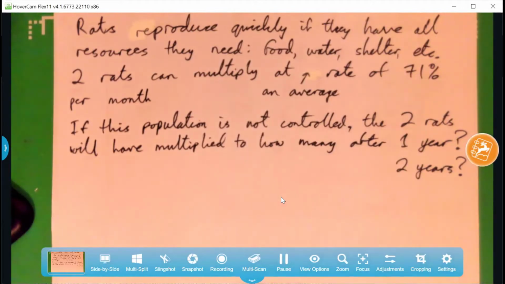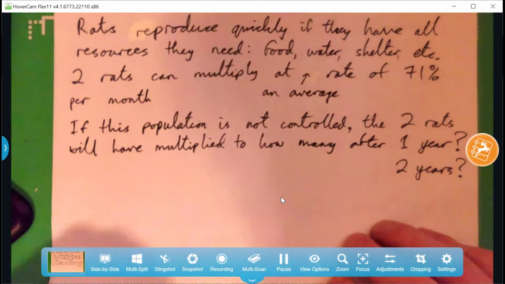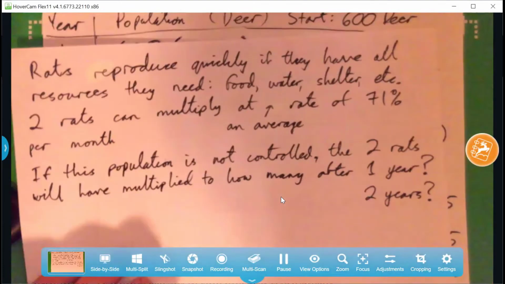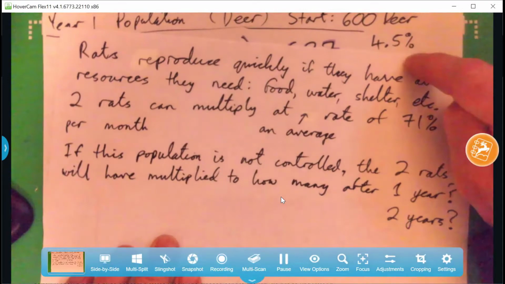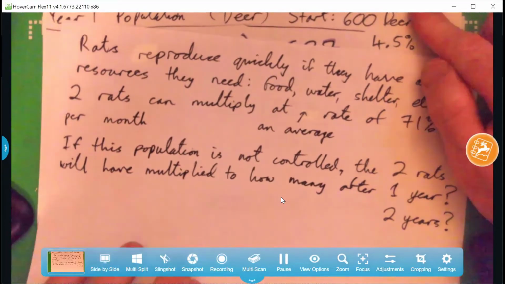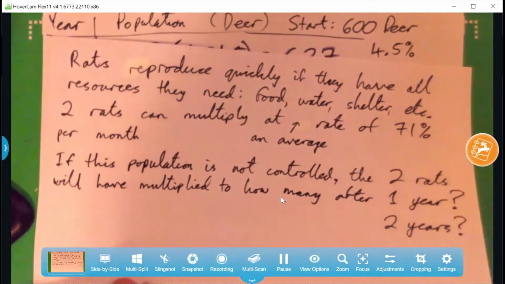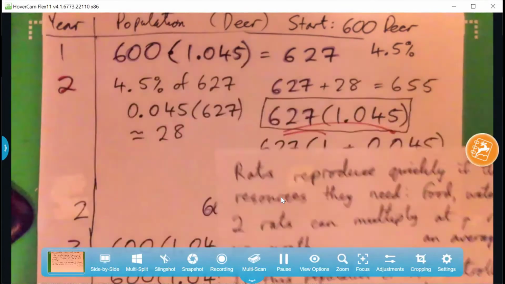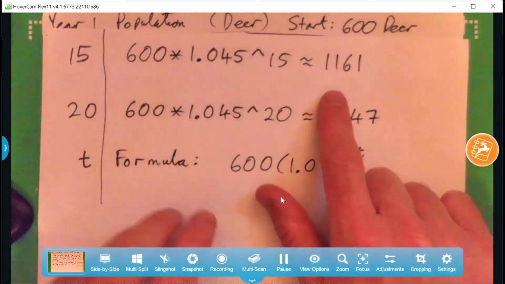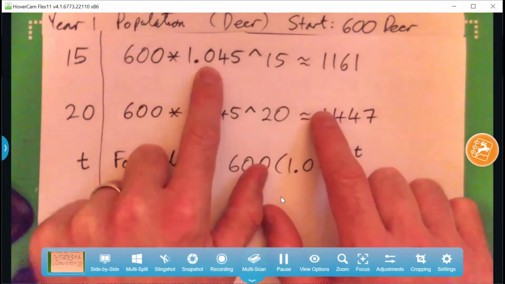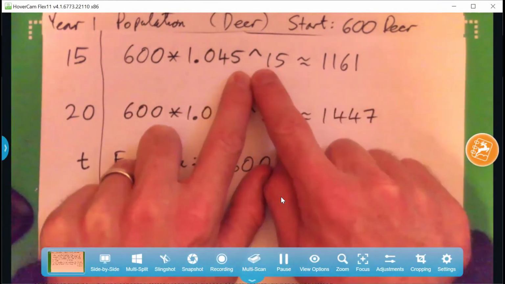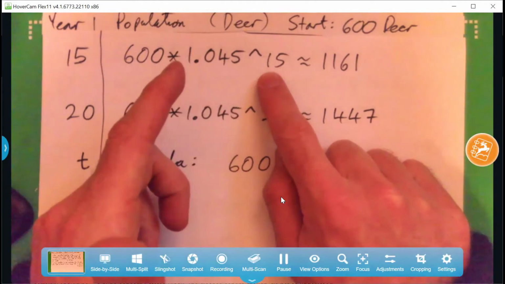My hint for you guys is that, remember when we did the deer? We needed just to know the starting point and the rate, and then we could get anything, couldn't we? Remember that? Once you have that, because remember with the deer, I got my starting point. So if I wanted 15 years later, I just go 600 times 1.045 to the power of 15 years, and I'm done, right?